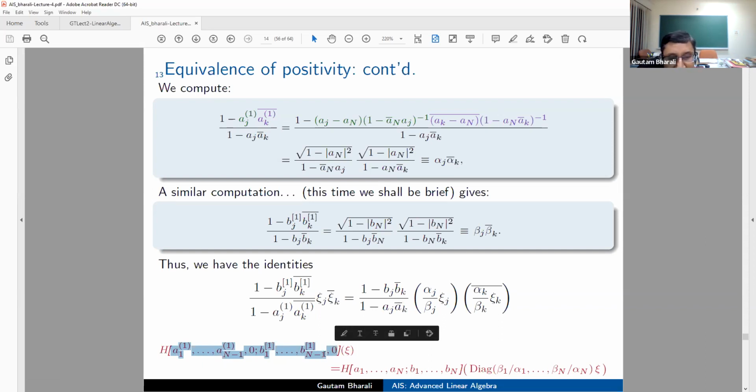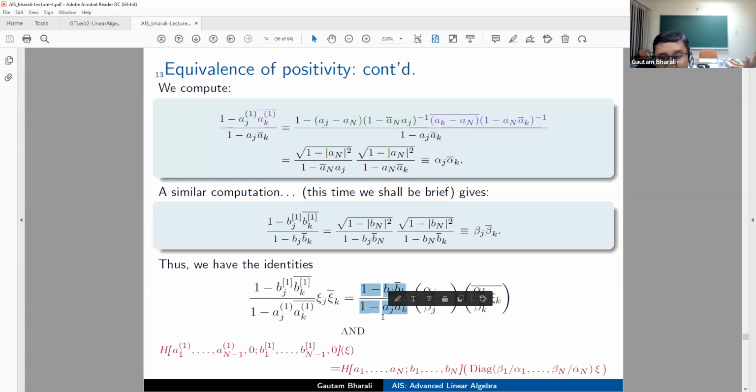I now put in these entries. Notice the last entry becomes 0. The last entry for my A's is 0 and the last entry for my B's is 0. So the Hermitian form H with these new substitutions is simply the old Hermitian form. Remember, the old Hermitian form is engendered by a Hermitian matrix whose jkth term is what I just highlighted.